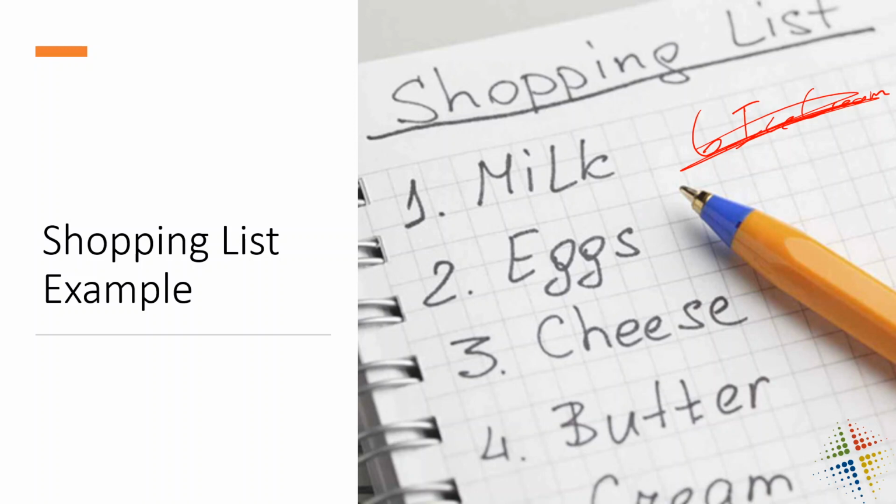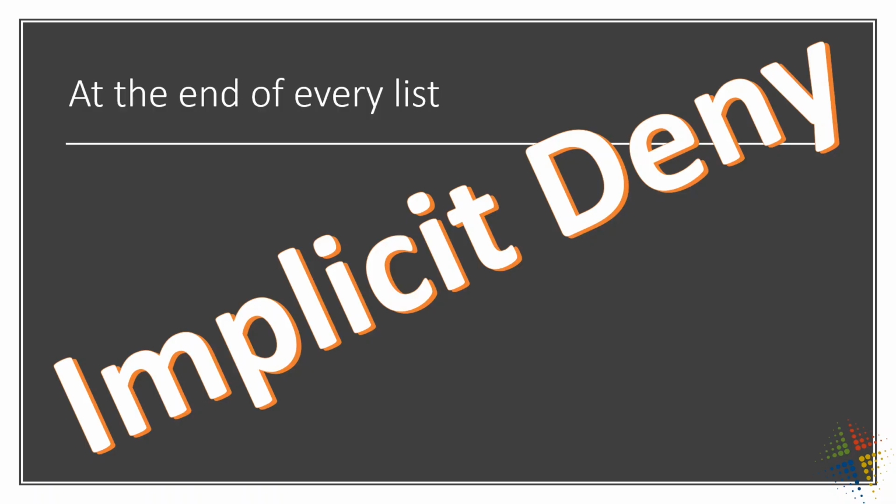So that was not so fun for me as a child, but it is a great example of an access list because it lists what is allowed, what is permitted. But at the very end, there was something else, which was an implicit deny. If it's not on the list, it's not allowed.